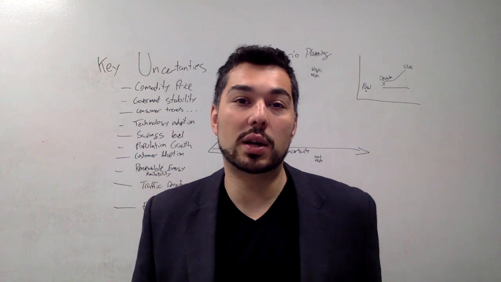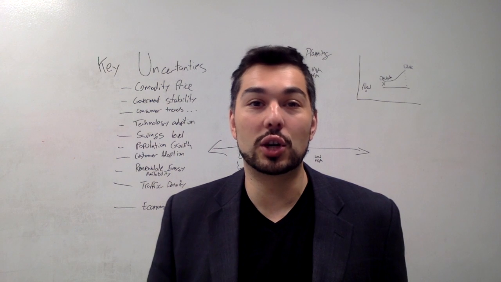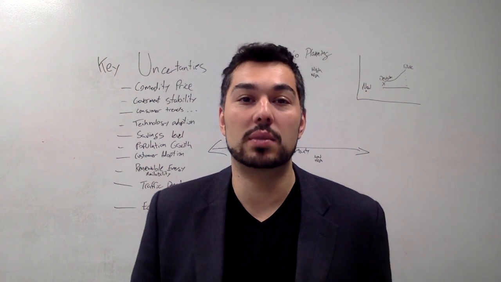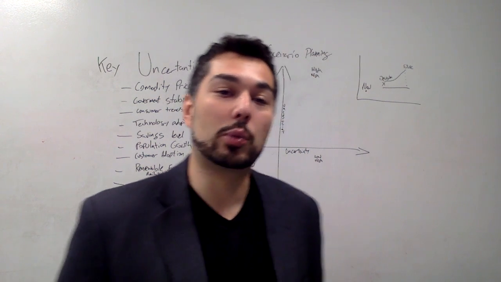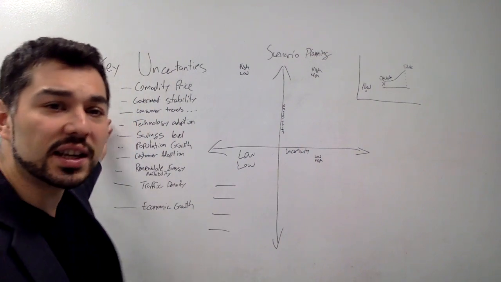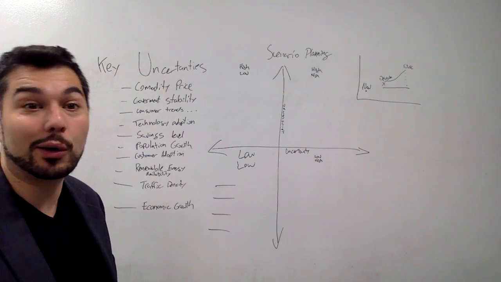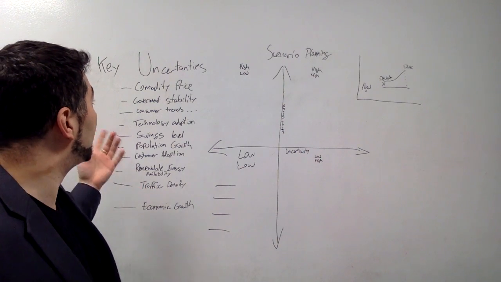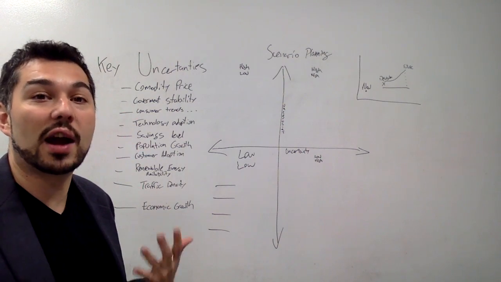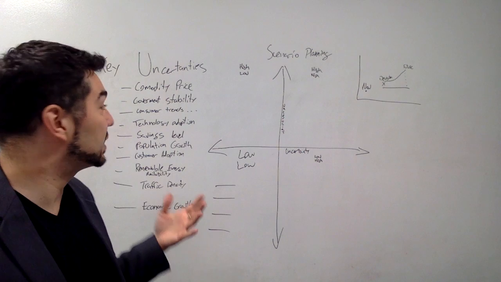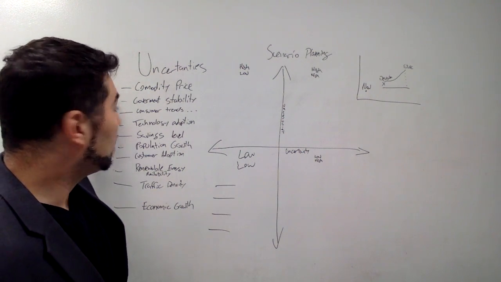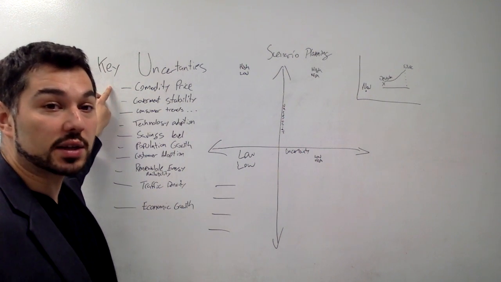So it all starts with key uncertainties about the future, and I've highlighted some behind me, so we'll go through them and I'll walk you through the full process. So when we talk about key uncertainties, they're things that you don't know about. Some of the examples that I've put up here, and again, they're different for every organization, but some uncertainties might be commodity price. We don't know where the commodity price is going to be in the future.